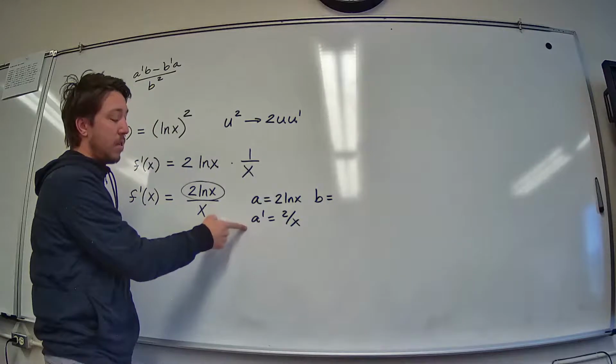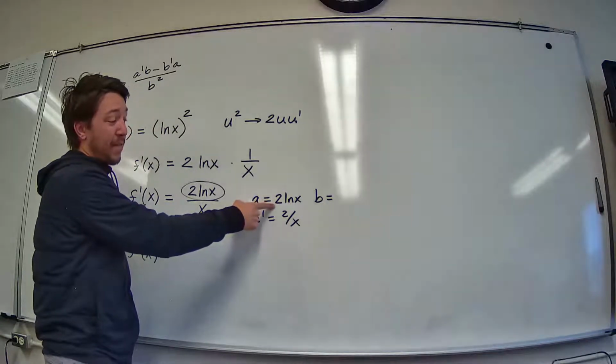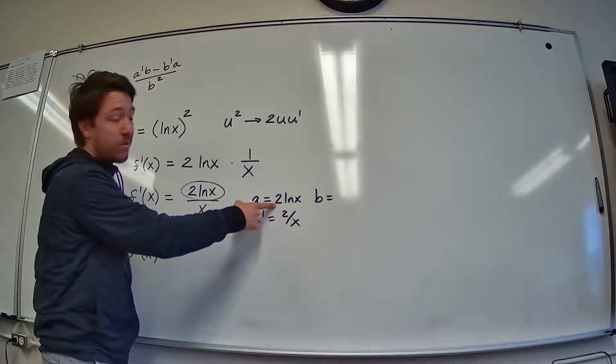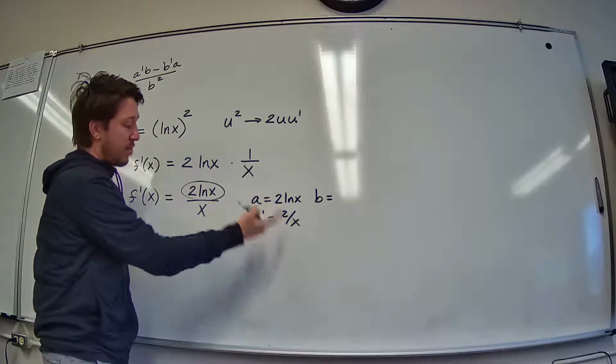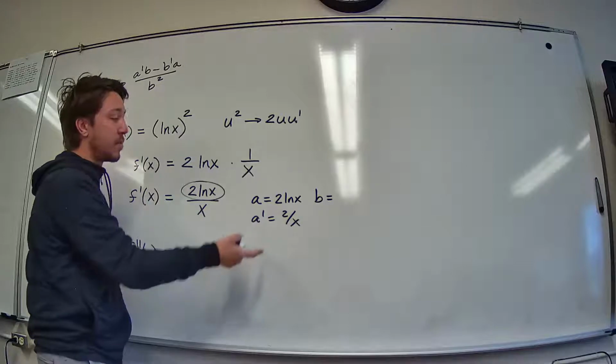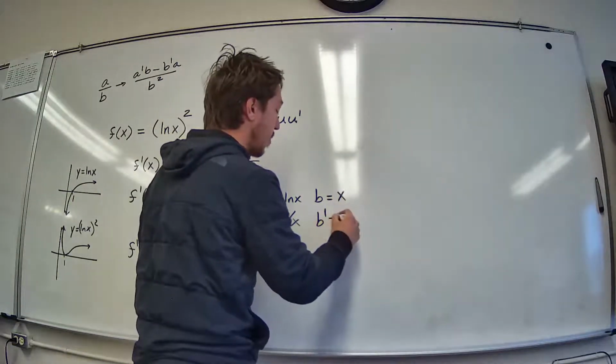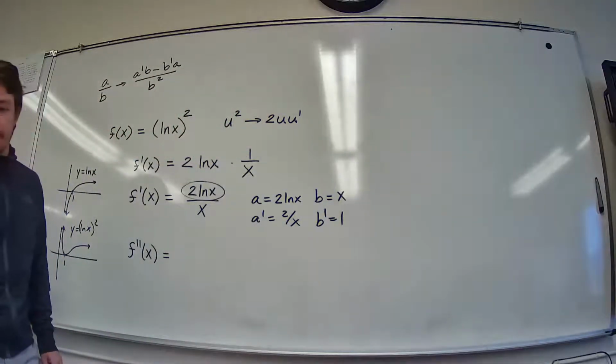If this had been like an x or something, then yeah, we would have to use the product rule, but it's just a 2. So the derivative is 2 times the derivative of log of x. My b is x, so b prime is 1.